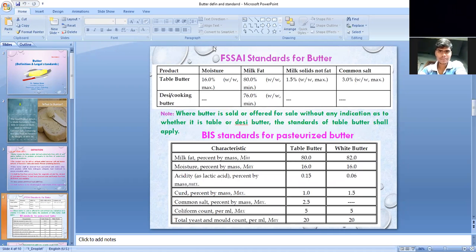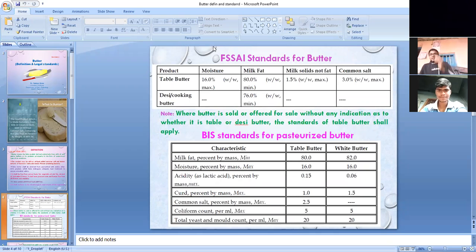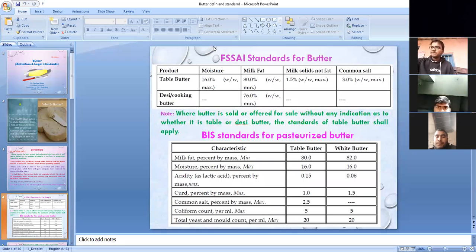इसी तरह से अगर हम बात करें BIS स्टैंडर्ड की, तो BIS स्टैंडर्ड मींस ब्यूरो ऑफ इंडियन स्टैंडर्ड्स. So they have also given some specifications for pasteurized butter. They are also giving the same standard for table butter and white butter. Now we are discussing the difference between both products, because both are fat-rich dairy products. One comes under the category of Western fat-rich dairy products.